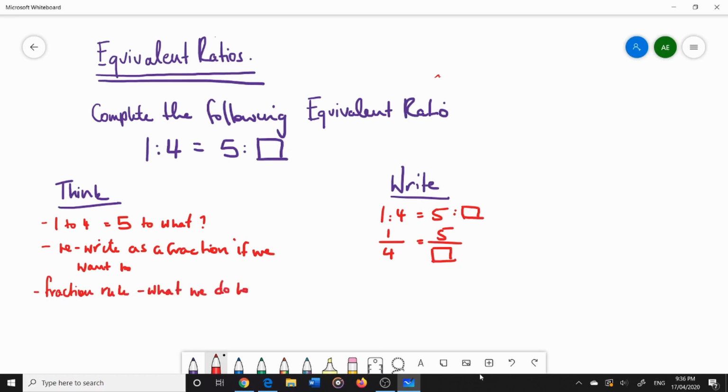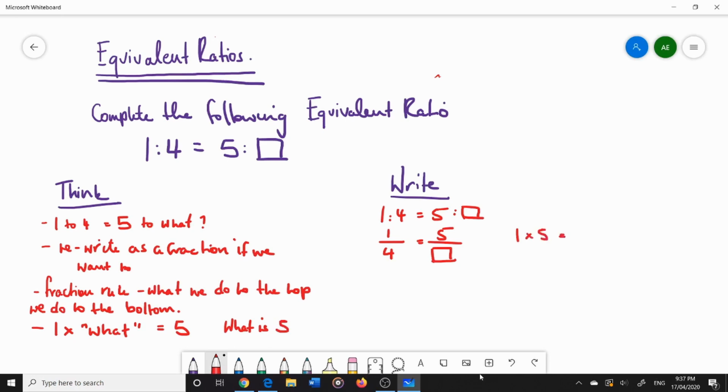So we write it as a fraction. We've got 1/4 is equal to 5 over blank. And then we think 1 times what equals 5? Right? 1 times 5 is 5. And do I need to say more? So then we go, well, 4 times 5. Well, 4 times 5 is 20. And then we put that into our ratio.